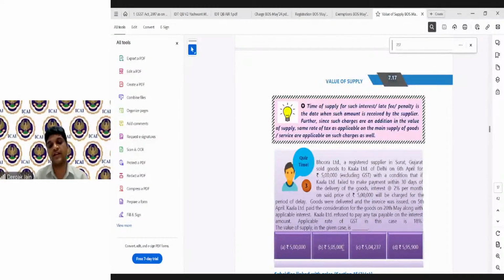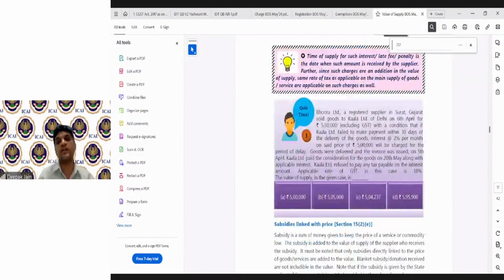Yeah. So the correct answer is 5 lakh 5,000 rupees because the interest for 1 month is 2%, which makes it 10,000. Half of it, for 15 days, makes it 5,000 rupees. So the value of supply is 5 lakh 5,000 rupees.